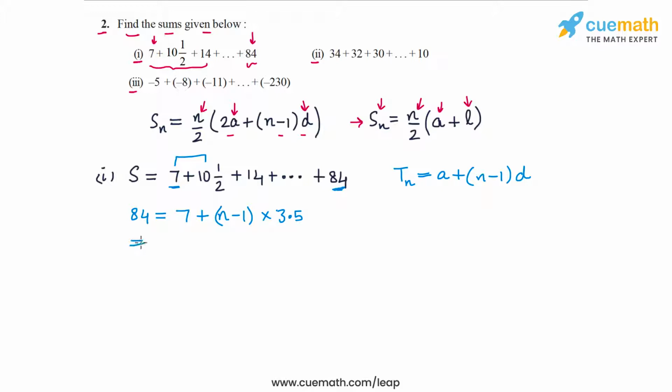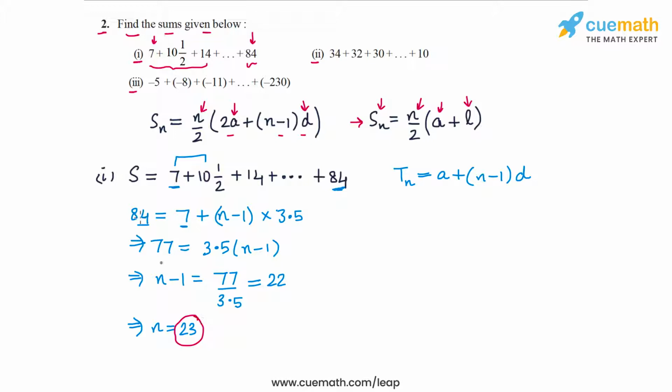Now 84 minus 7 is 77. So 77 is equal to 3.5 times n minus 1. From here we get n minus 1 is equal to 77 by 3.5. 77 by 3.5 is 22. So this means that n is equal to 23. There are 23 terms in this progression.